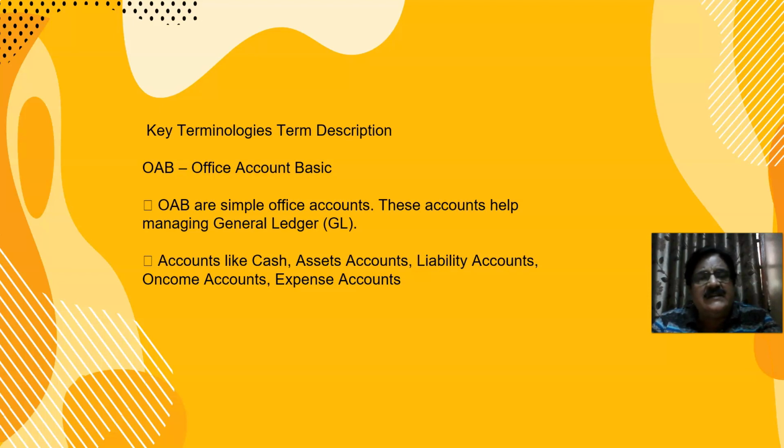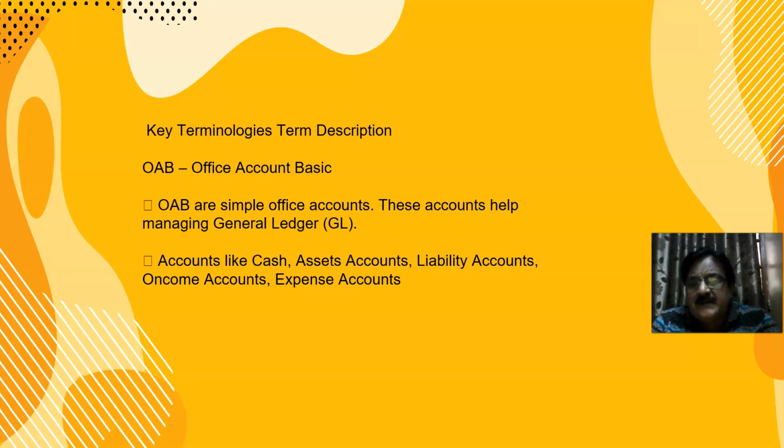The key terminologies are term descriptions as OAB, office account basic. Now this includes mainly cash and income and expenditure, right? Remember this: accounts like cash, asset accounts, liability accounts, income accounts and expenses accounts. It's not income, it is income accounts and expenses accounts, right?